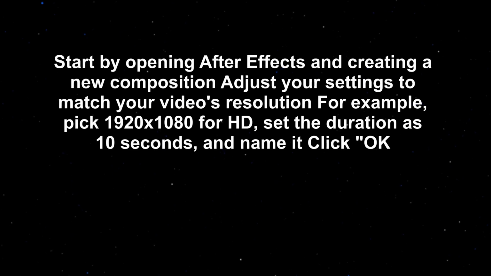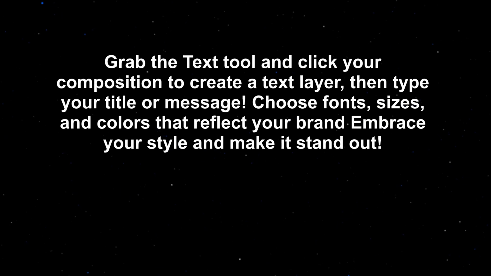Adjust your settings to match your video's resolution. For example, pick 1920 by 1080 for HD. Set the duration as 10 seconds and name it. Click OK. Grab the text tool and click your composition to create a text layer.